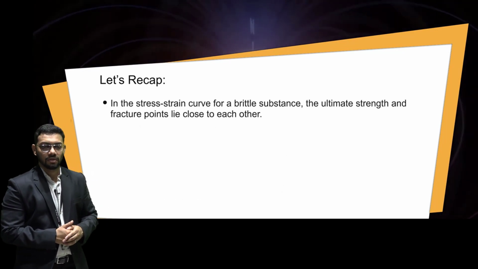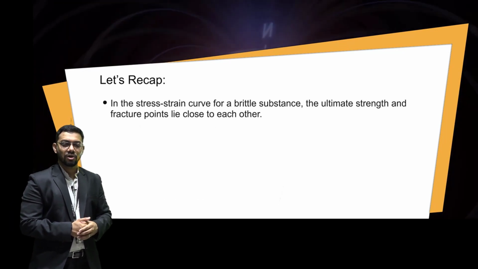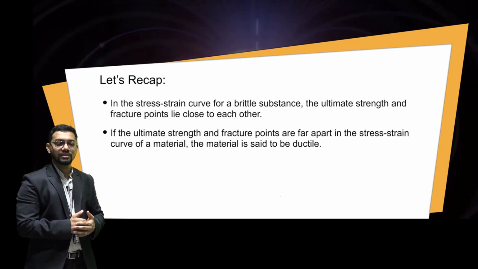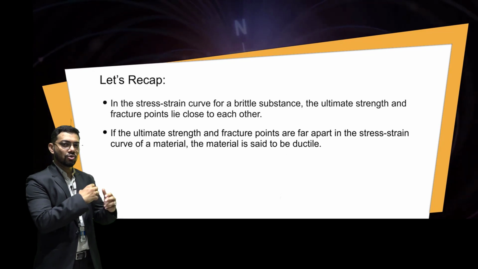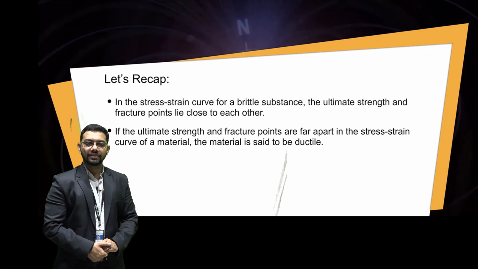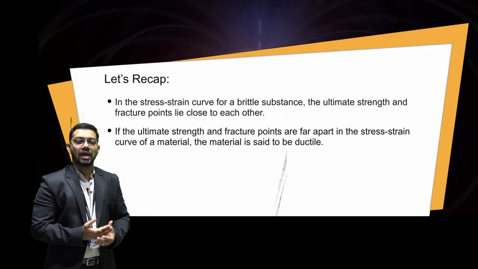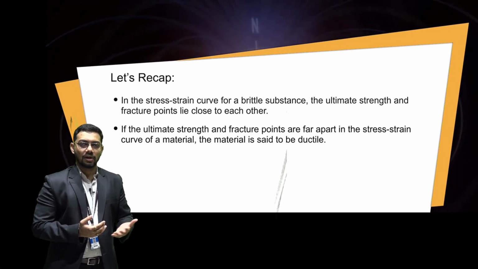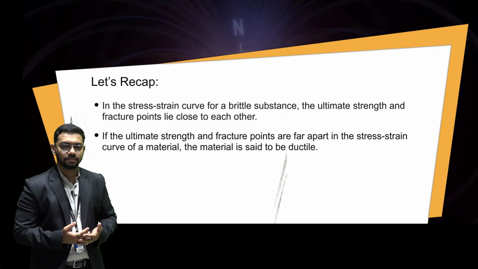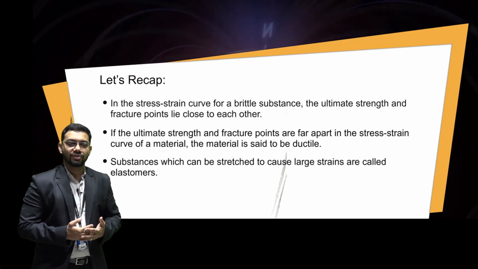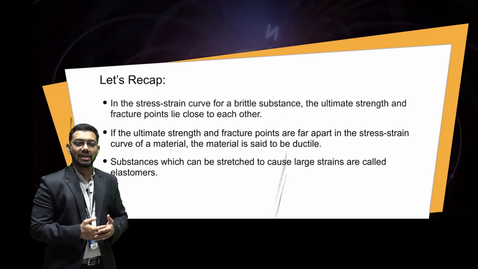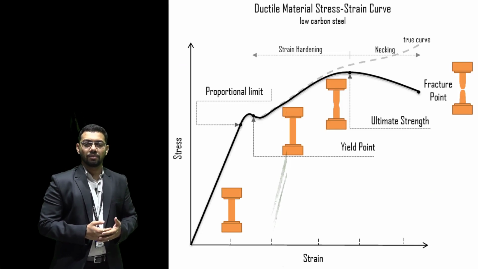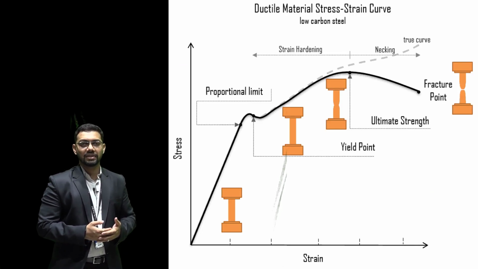In the stress strain curve for a brittle substance, the ultimate strength and fracture points lie close to each other. If the ultimate strength and fracture points are far apart from each other, that type of material is called a ductile material. Substances which can be stretched to cause large strains are called elastomers. This is all for today's module on stress strain curve.